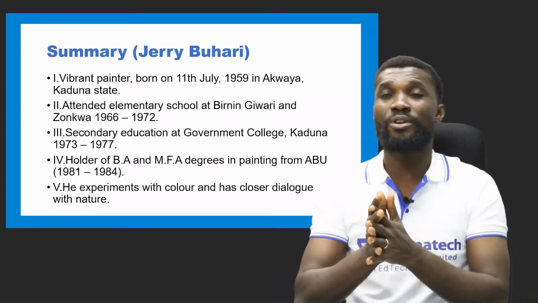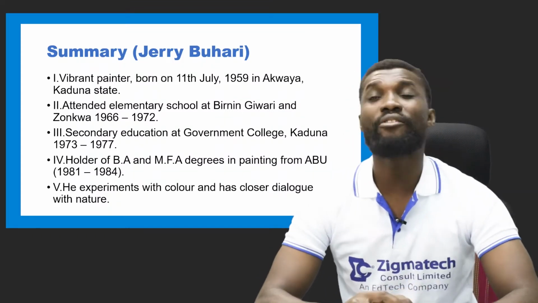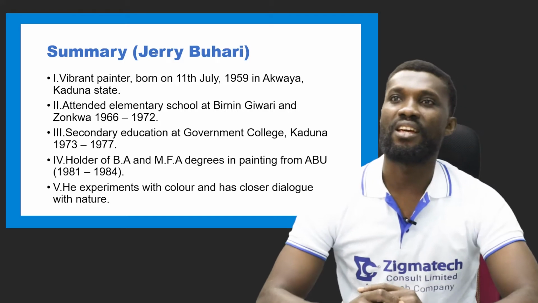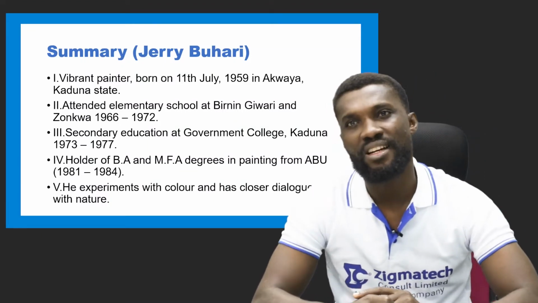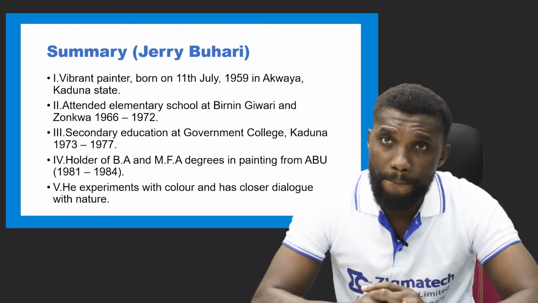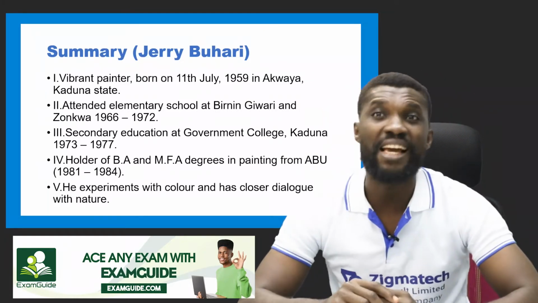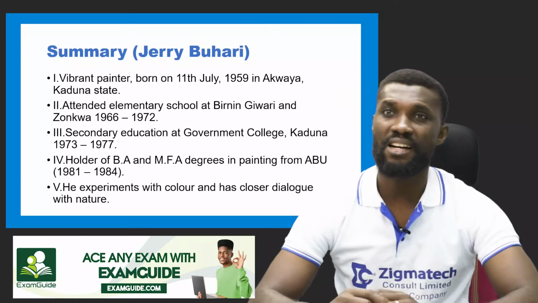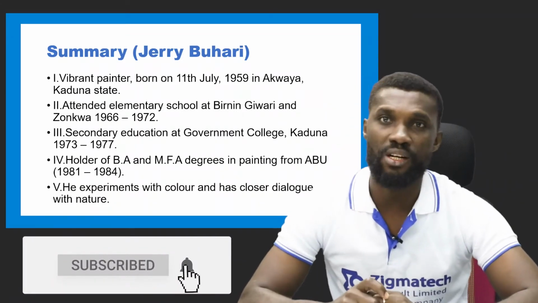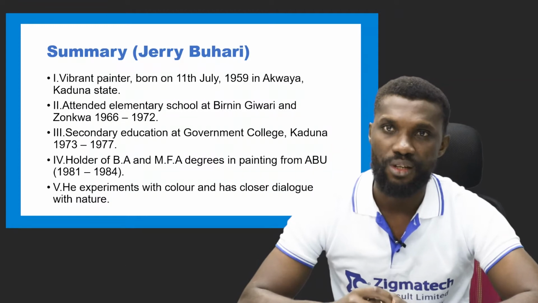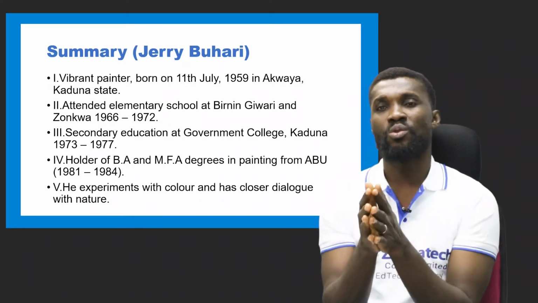Now let's look at the total summary of what Jerry Buhari has done for art and for himself. He's a vibrant painter who was born on the 11th of July 1959 in Kwaya, Kaduna State. He attended elementary school at Bani Giwari and Zukwa from 1966 to 1972. He did his secondary school at Government College, Kaduna from 1973 to 1977. He had his BA and MFA degrees in painting from ABU from 1981 to 1984. Now he experiments with colors and has a close dialogue with nature.